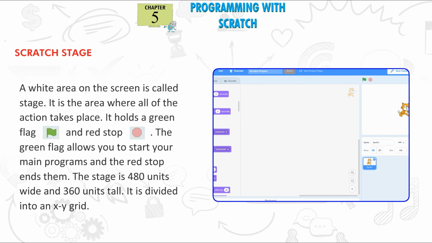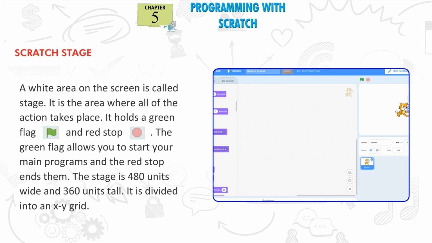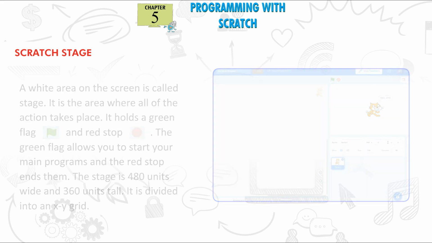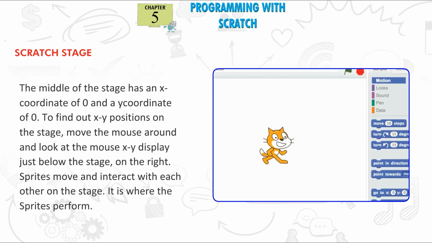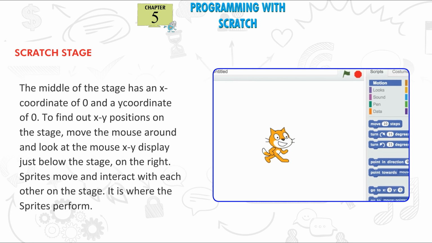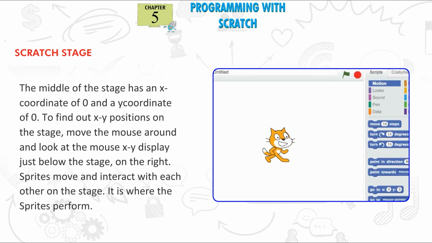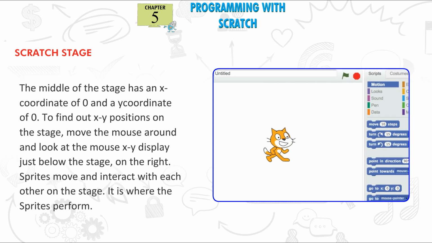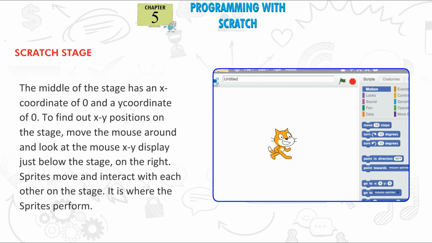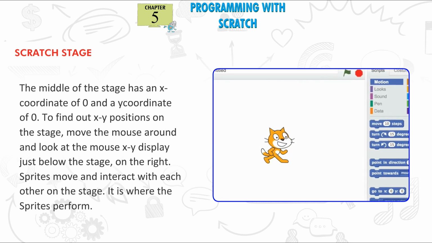The stage is 480 units wide and 360 units tall. It is divided into an XY grid. The middle of the stage has an X coordinate of 0 and a Y coordinate of 0. To find out XY positions on the stage, move the mouse around and look at the mouse XY display just below the stage on the right. Sprites move and interact with each other on the stage. It is where the sprites perform.